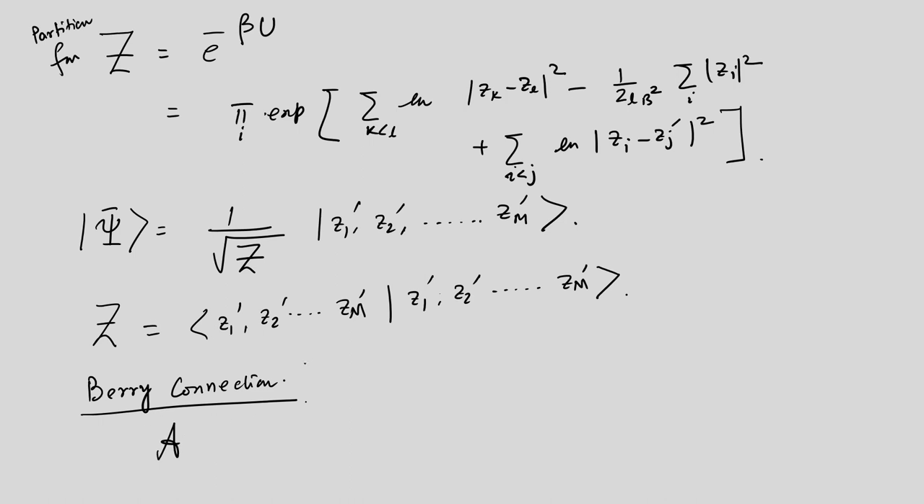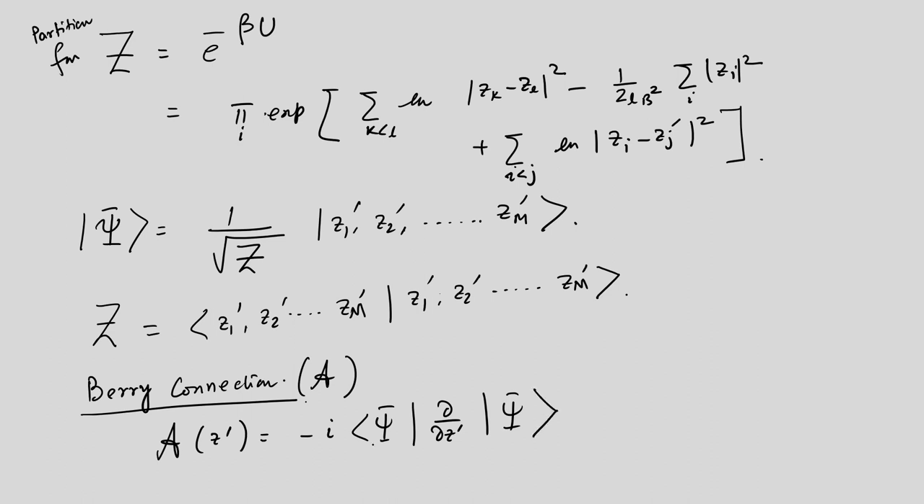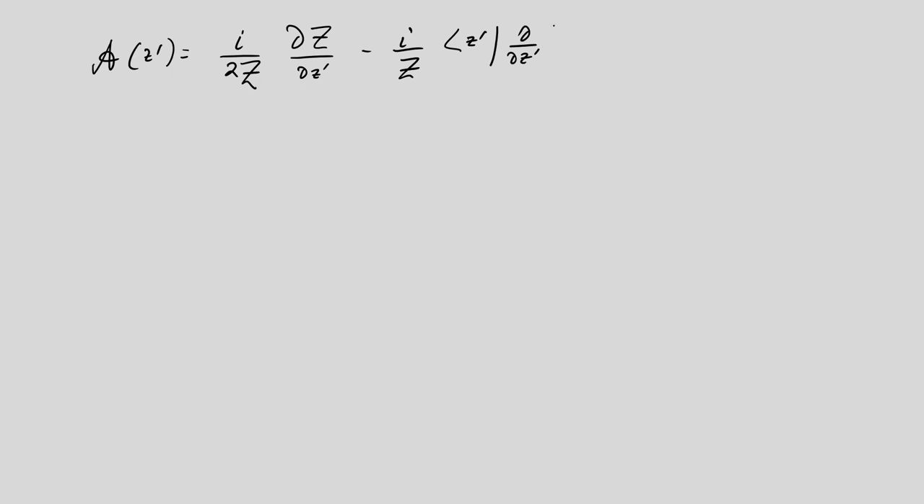So this Berry connection is written with curly A, say. So this is A of z prime. The definition is equal to psi, del del z prime, psi. Okay, where z prime, the complex coordinates, are the parameters used here. All right, so we have to calculate the Berry connection, and the Berry connection takes the form A of z prime equal to i over 2Z del Z by del z prime. The one you take a derivative with respect to is the complex coordinate that is here. So it's i over Z, I'm trying to write it as big as I can here, and this is equal to psi, del del z prime, psi.